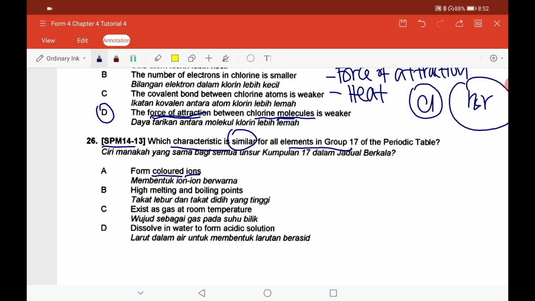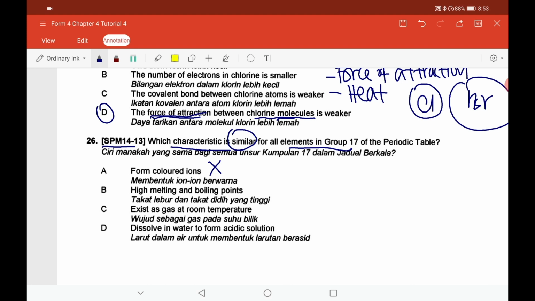The color is what? The gas, the liquid, the solid. Okay, because you have pale yellow gas, greenish yellow gas, brown liquid, purplish black solid. So the one that has color refers to the solid, liquid and gas, not the ion. So the word ion here is wrong.